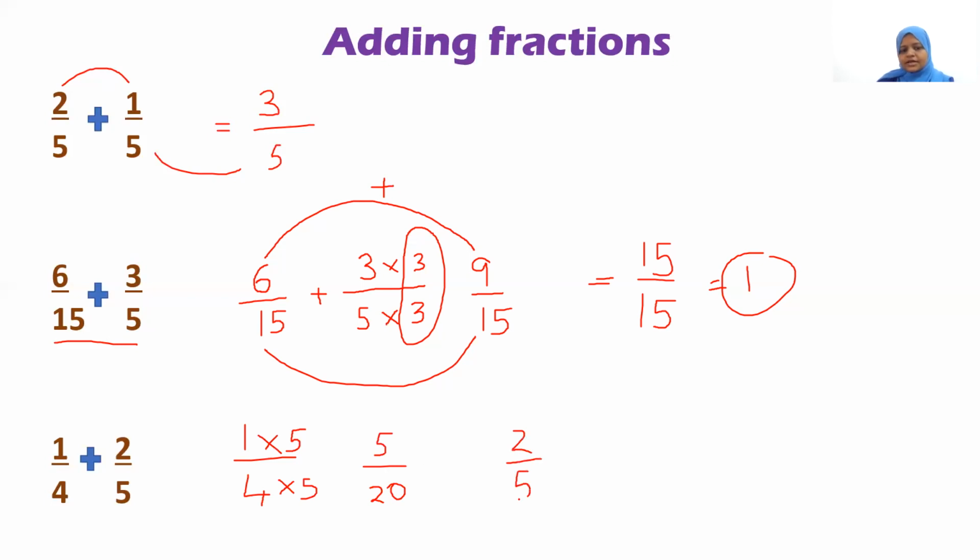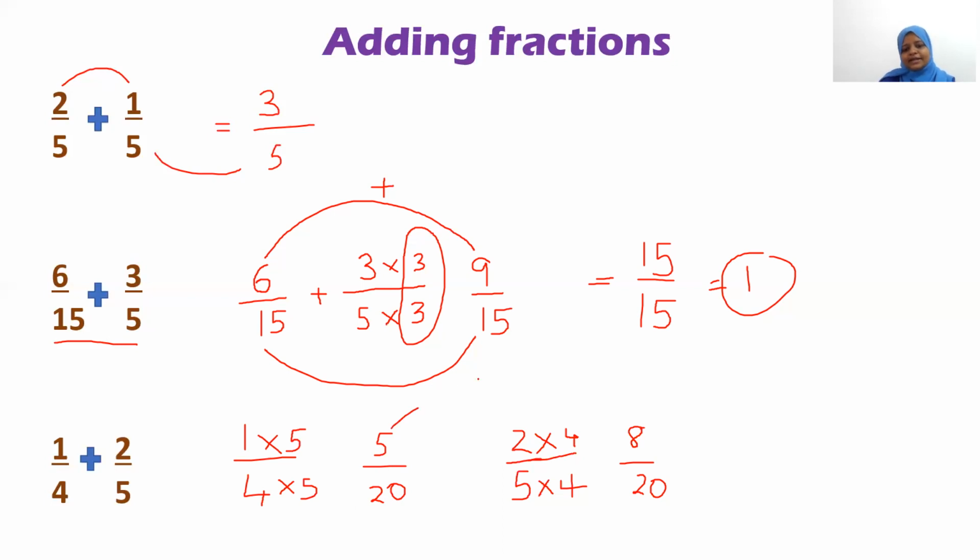Second fraction, 2 over 5. So 5, to make it 20, you have to multiply by 4. So this 2 also you multiply by 4. So 4 2s are 8, 5 4s are 20. So now see, both the denominators have changed. This is 20 here and this is 20 here.